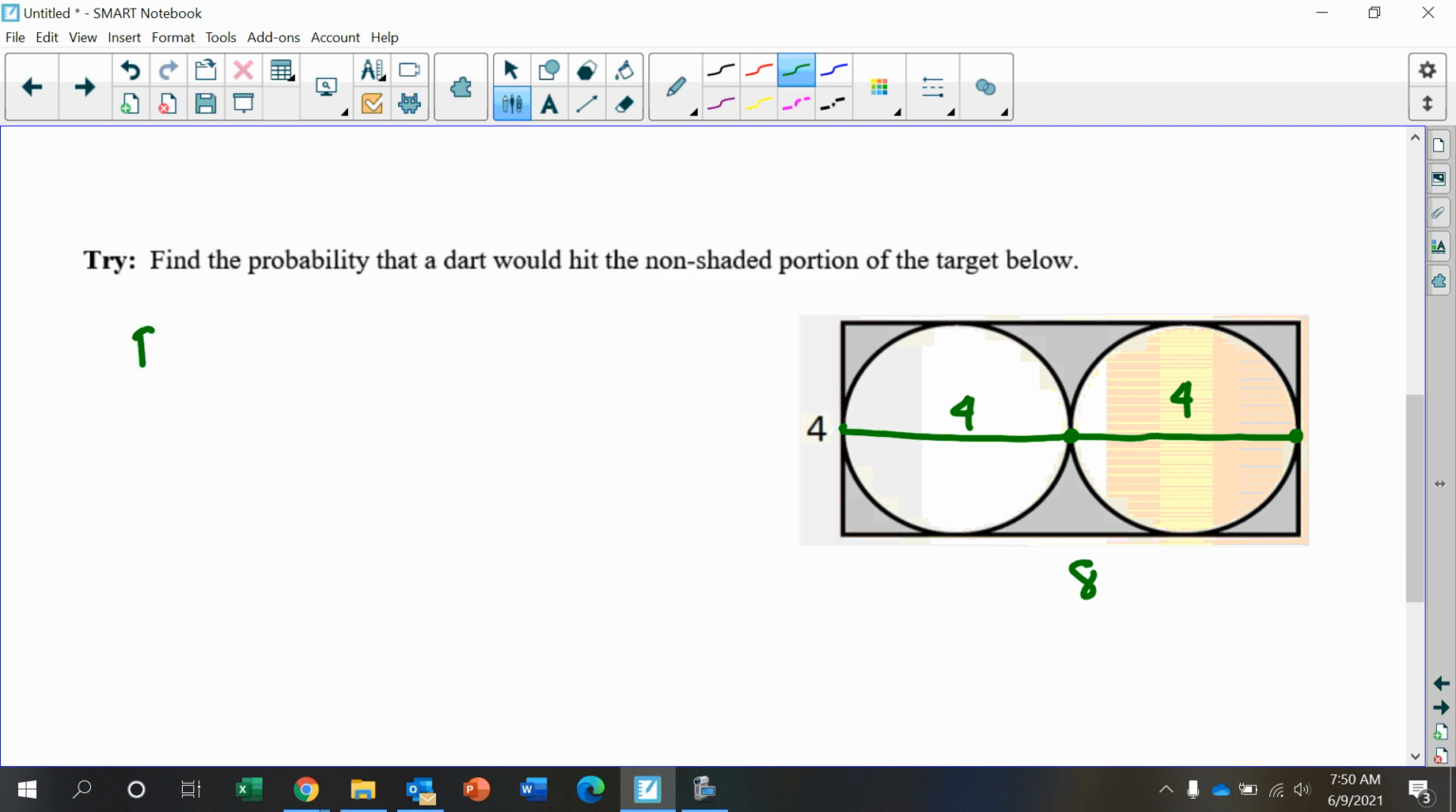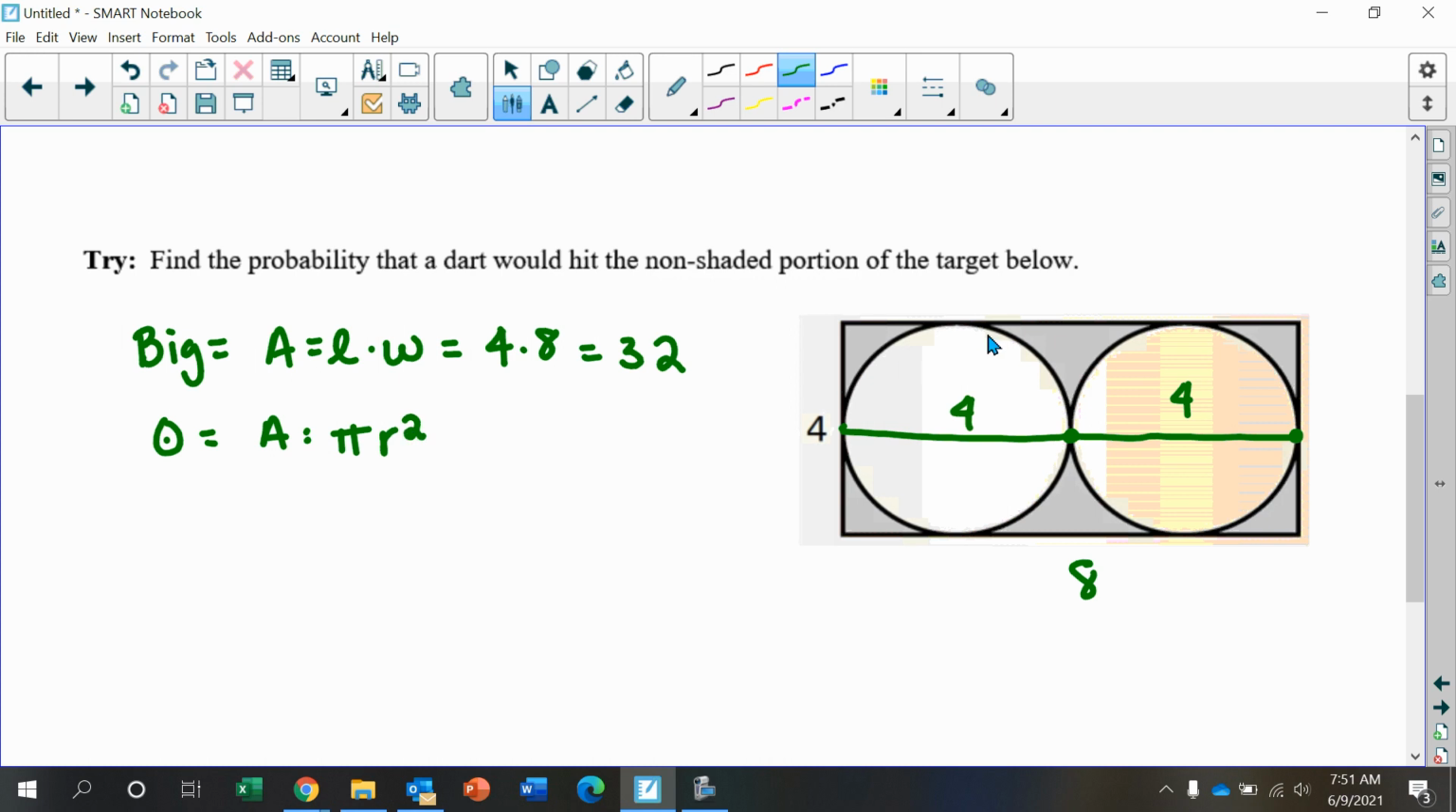So I'm gonna do my big. It's an area of a rectangle, so it's going to be length times width. So it's going to be 4 times 8, which gives me 32. Okay, in my non-shaded region, we just have to find our circle here. Okay, so area of a circle is going to be pi r squared. R in this case then is half of 4, which is going to be 2. And I'm going to do 2 squared times pi. 2 squared gives me 4 pi.